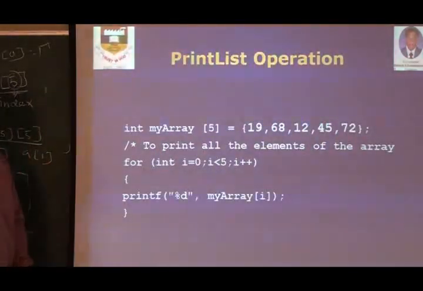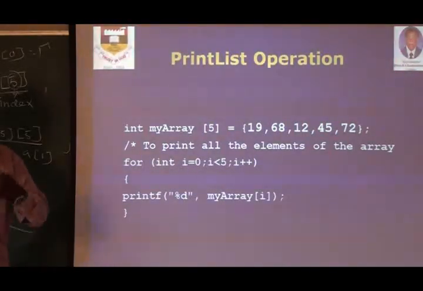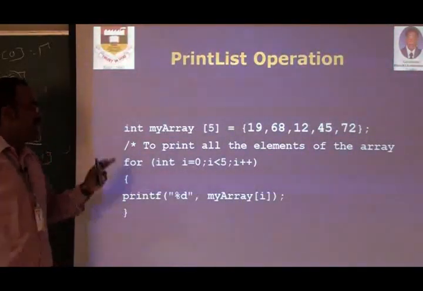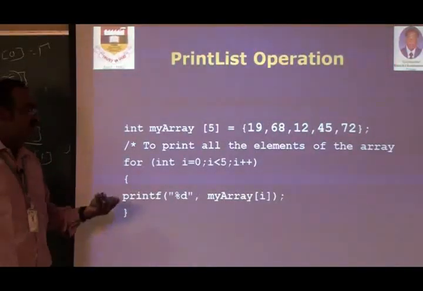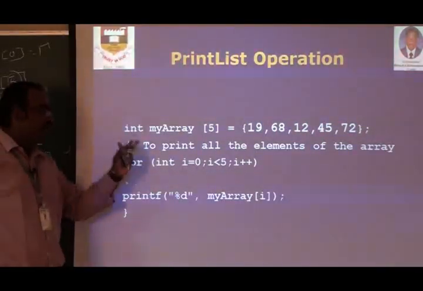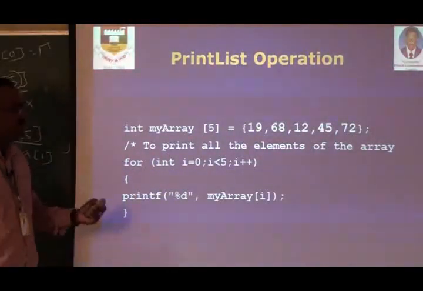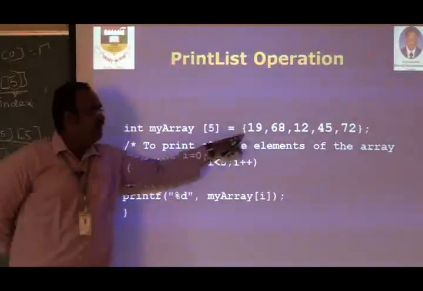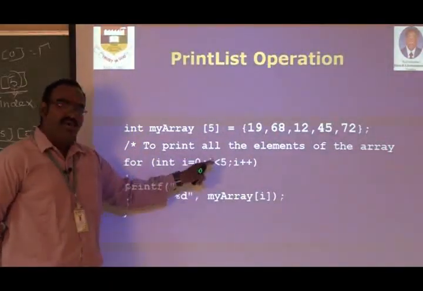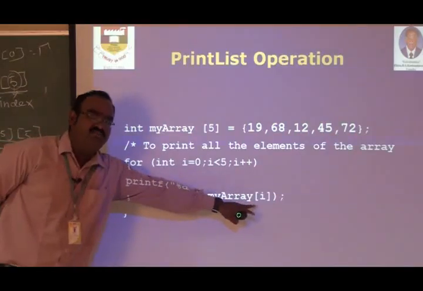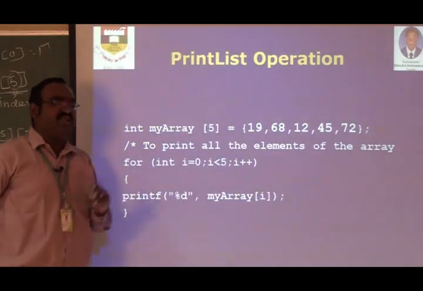So this is the print list operation. What are the elements there? I want to see that. You want to display the elements of the list. The elements of the list in my array are 19, 68, 12, 45, 72. How do we display them? We need to define the for loop. The integer i is the iterating value. i is of type integer starting at 0, and it must be less than 5, because we only have 5 elements. So first 0 is less than 5, the condition is true. Then it prints my array of i. So at the 0th position, 19 is printed.